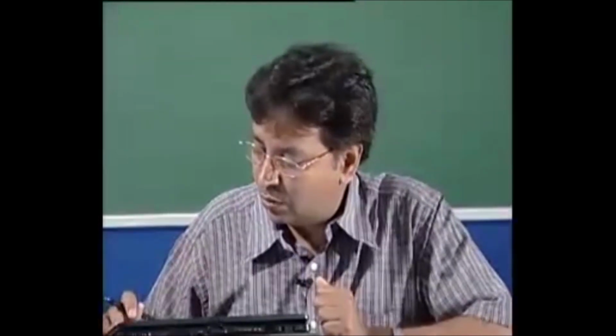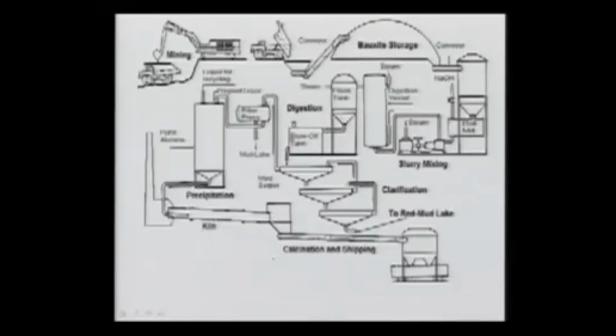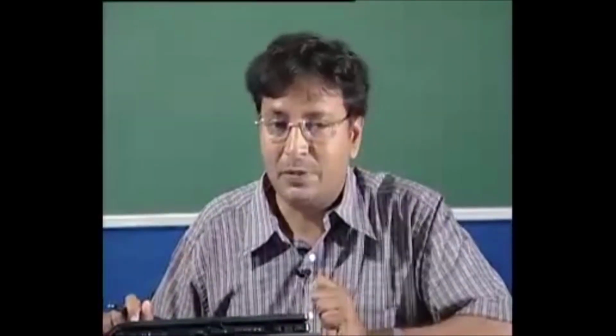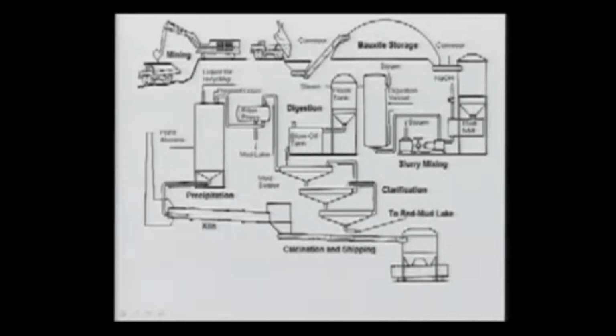But let's now go to the process flow sheet of how alumina is made. As I said in the beginning, there are three parts: the mining, which we are not discussing in this lecture; the second part, the alumina making, that is Al2O3; and the third part, the electrolysis of Al2O3 to produce aluminium metal. So let's talk about the making of alumina. The process you see on your screen is how we make alumina from the bauxite ore.